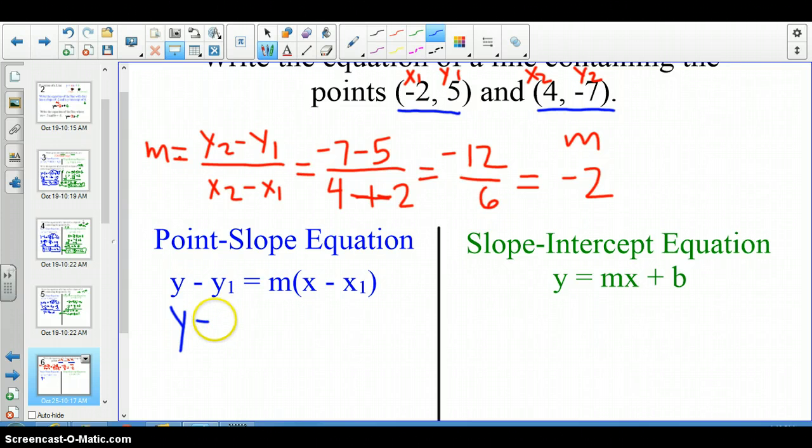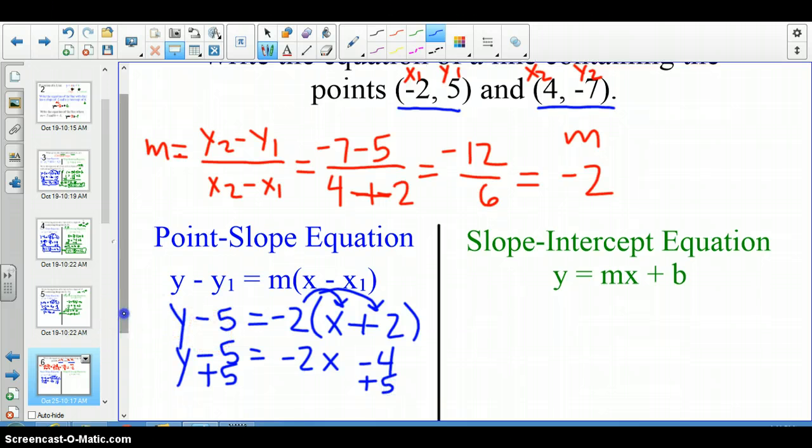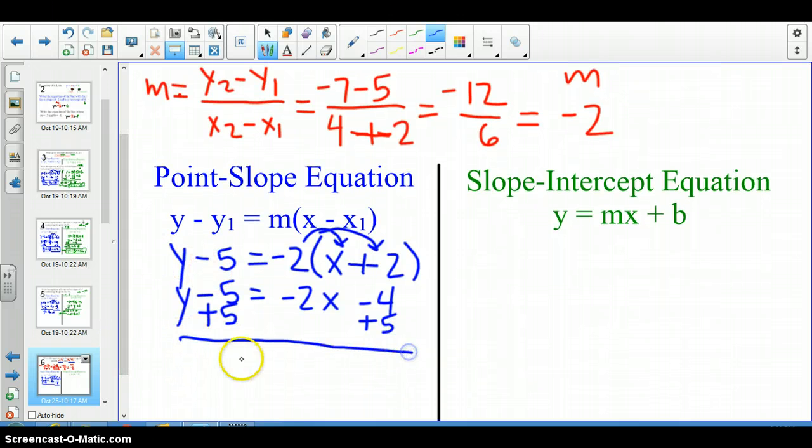So y minus y1, which is 5, equals my slope, which was -2, what we found, times x minus x1. So 2 negatives make a positive there. Distribute. And then add 5 to both sides to get y all by itself, because you want to put this in slope-intercept form. So y equals -2x plus 1.